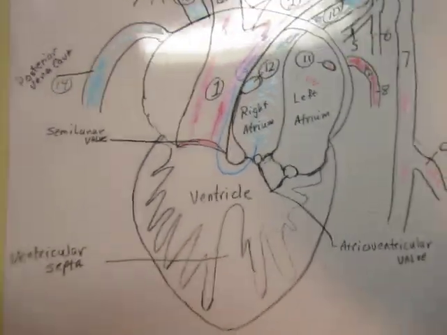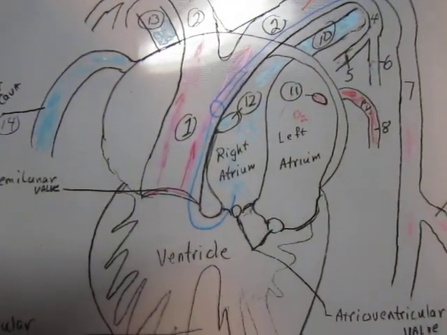Now I'll stop this section and start another one showing you the flow of blood from the dorsal aorta down.